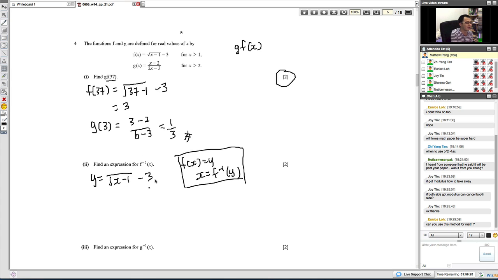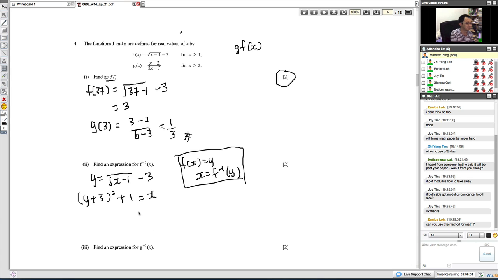So I move one by one. I move minus 3 first to the other side, it becomes y plus 3. And then I move the square root, it will become square. And then I move the negative 1, it will become plus 1 equals to x. Alright, I hope you understand how I move everything.